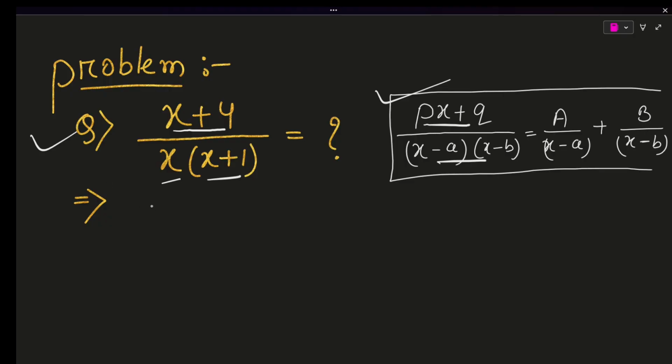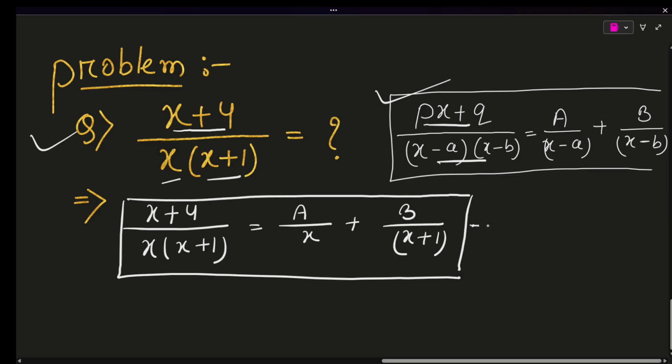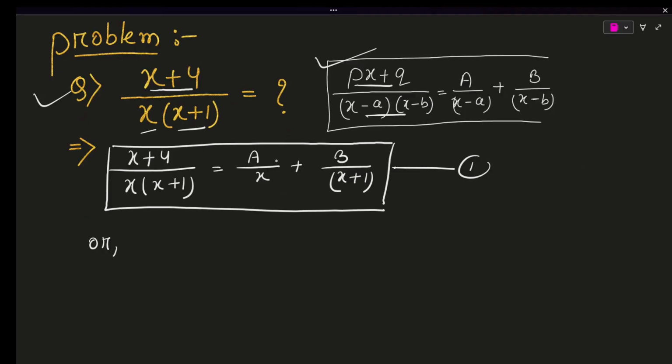At first, we will write like this: x plus 4 divided by x into x plus 1 equals a by x plus b by x plus 1. This is our equation number 1. Then we will cross multiply both the terms, a with x plus 1 and b with x. Actually, we are taking the LCM.